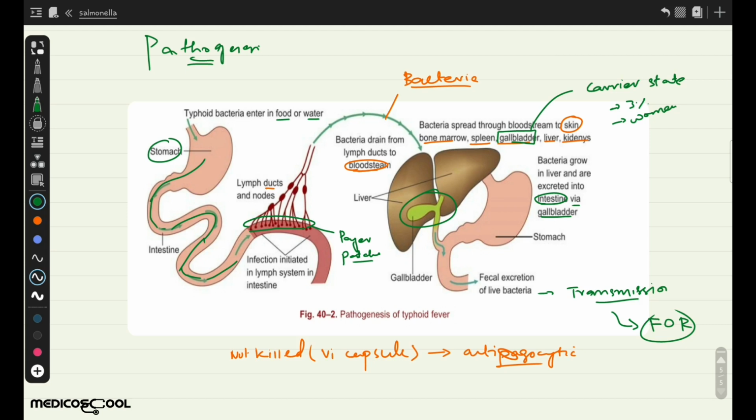So this gallbladder plays a very important role in the establishment of the carrier state of the pathogenesis. And keep in mind that when it spreads to the bloodstream to these kinds of organs like the skin, bone marrow, they mainly reside in the reticuloendothelial cells of these organs. And after the death of these reticuloendothelial cells by these bacteria, they will invade these organs and will cause the characteristic signs and symptoms of the disease.